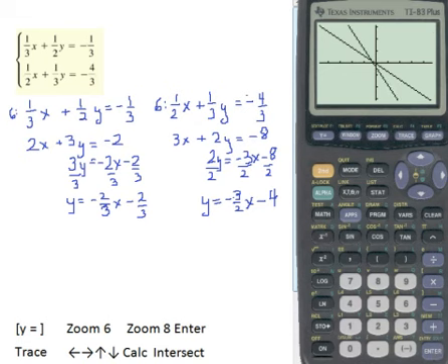Okay, and now I want a table of values. So I'm going to hit the trace key, and notice that the first function comes up, or the first line, y equals -2/3 x minus 2/3. And it gives me the y-intercept on it. And that's not a very good point to graph because it's 0.6666, -0.6666.